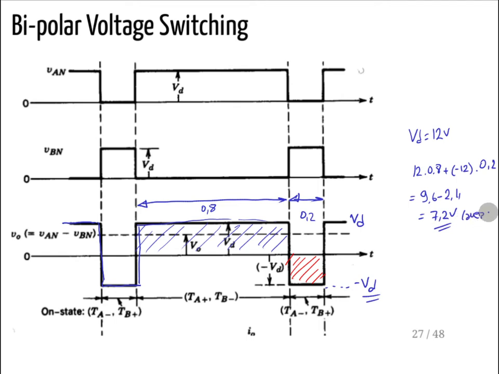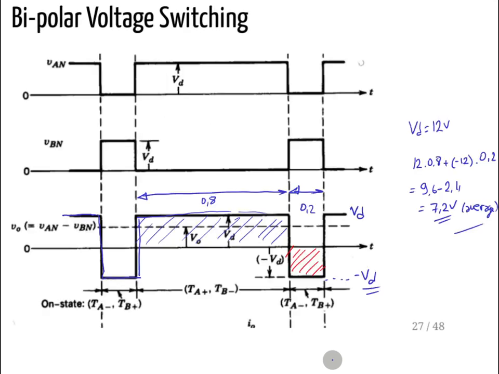I mean, it's just a simplification. Of course, there are ripples and other things. But in order to generate 7.2 volts from a 12 volt supply, if you use that bipolar voltage switching, then you can apply 80% of the time TA plus and TB minus on, and for 20% of the time TA minus and TB plus will be on.